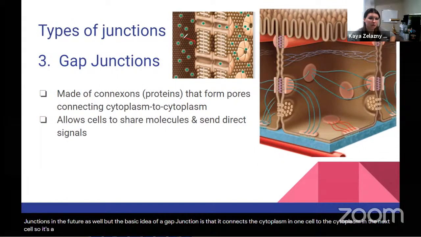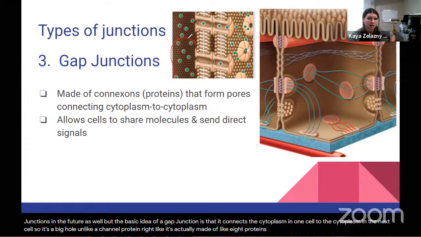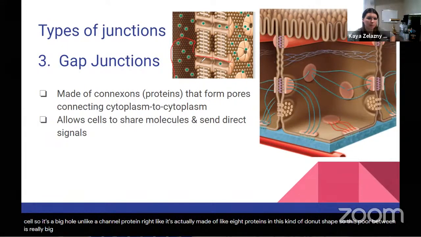So it's a big hole, unlike a channel protein, right? It's actually made of like 8 proteins in this kind of donut-y shape. So this pore between is really big. The purpose of this gap junction is that anything that's inside the cytoplasm here can just flow directly into the cytoplasm of the next cell.